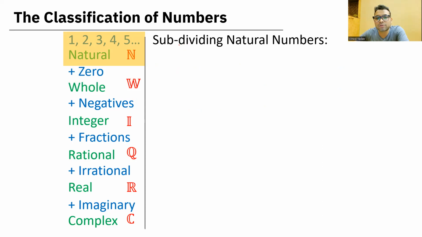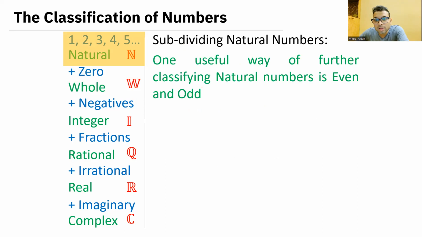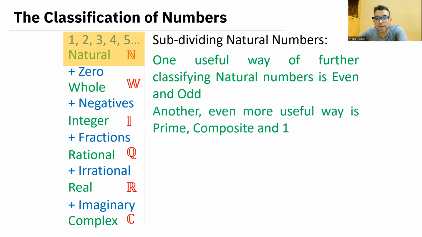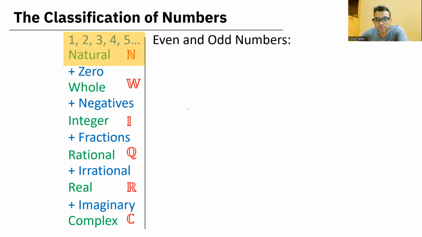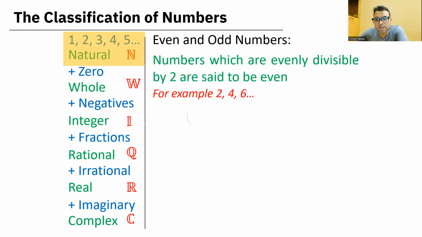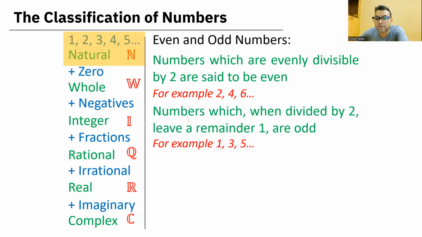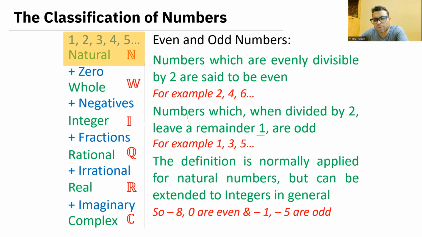Further types of natural numbers: even and odd, and then we have prime, composite, and one. Yeah, let's first see even odd logic. So basically, the numbers which are evenly divisible by 2 are said to be even. For example, 2, 4, 6, 8, and so on, right? The numbers which when divided by 2 leaves a remainder of 1, they are odd numbers. So 1, 3, 5, 7, and so on.